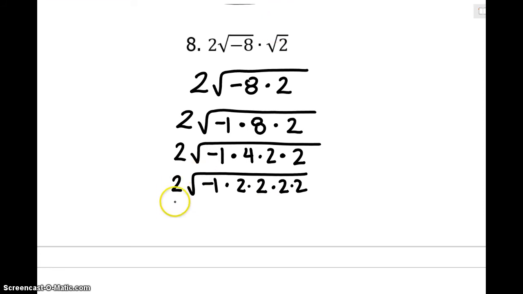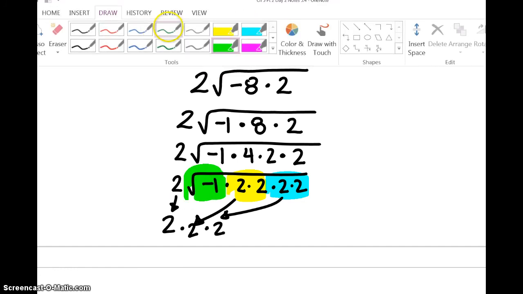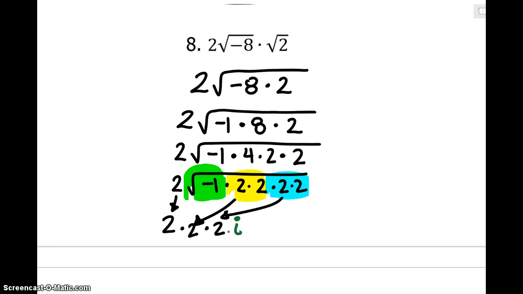Now let's see. This 2 is already outside. I see that we have these right here, so a 2 is going to come out. Another one. Okay. Now I also see another pair right here, so I know that another 2 is going to come out. Okay. Then we have this one, which is the square root of -1. Well, that's going to be our i. Okay? And notice that there's nothing else left in the radical, so no need to write it. So all we have to do is do 2 times 2 times 2, which is 8. And i comes down, so our answer is 8i.